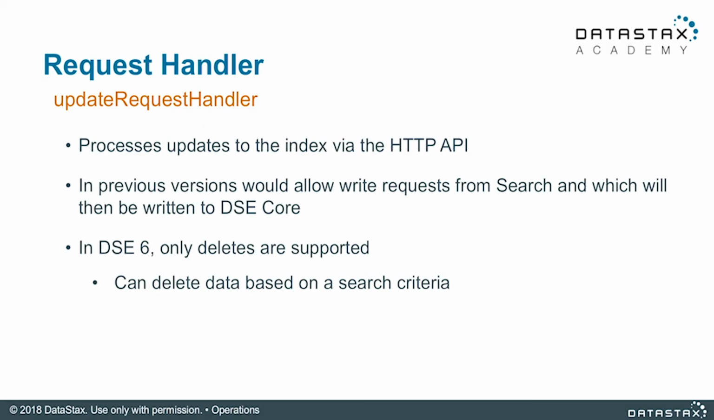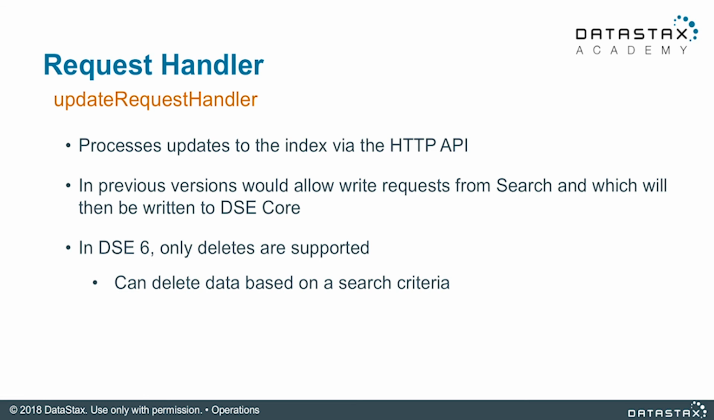The update request handler accepts and processes updates to the index through the HTTP API. This historically would allow for any type of write request, which would be able to then make changes to the Cassandra table, just like a CQL insert, update, or delete. However, in DSC 6, only deletes are supported now, and inserting or updating data should be done exclusively through CQL.